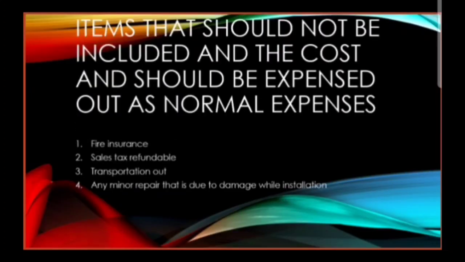Items that should not be included in the cost and should be expensed out as normal expenses. Fire insurance. Now, fire insurance does not have anything to do with purchasing the asset, bringing it to the premises through transportation, installing the asset, and then operating the asset. So it has nothing to do with all these four conditions. Therefore, it shall be expensed out and not included in the cost of asset.